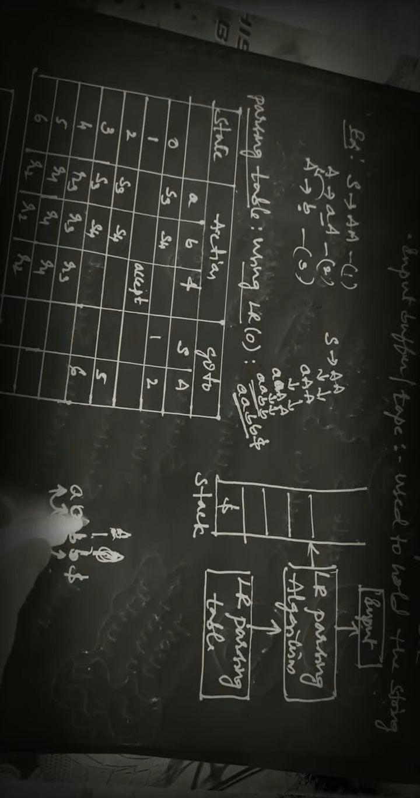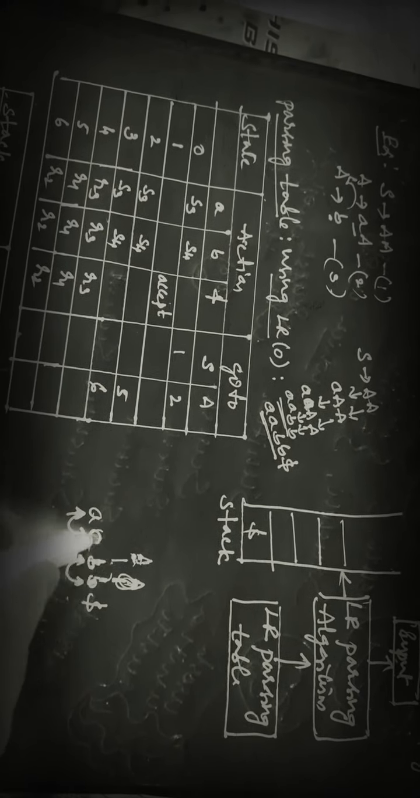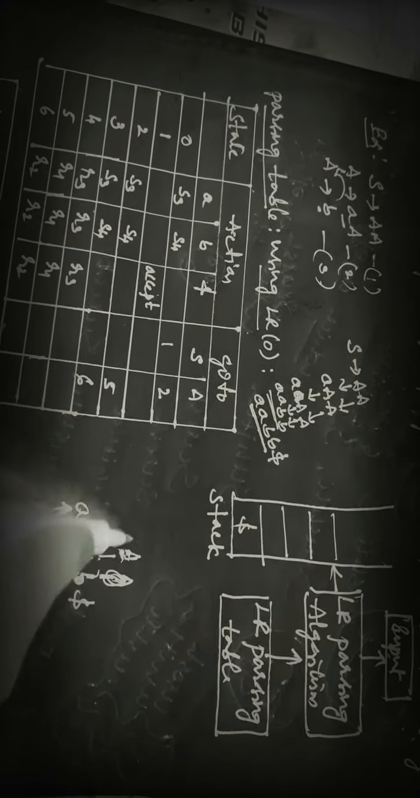Then it is going to take the next previous input symbol. What is the previous input symbol? A. Then when it considers this A and this, it will check whether these two symbols are present in the right side body of the production or not. Yes, there are two symbols present in the right side body of the production. Then it is going to replace these two input symbols by the left side symbol.